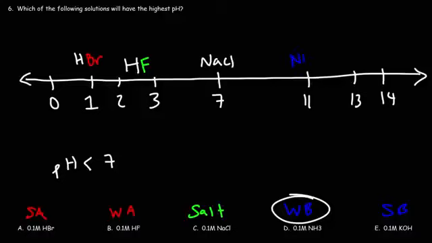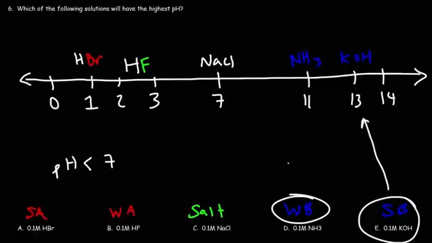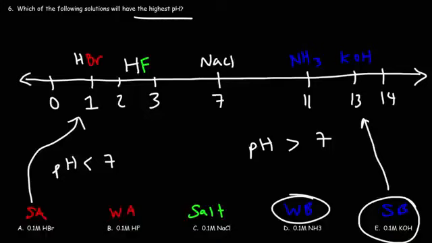So this is going to be NH3 and then KOH. But what you want to gather from this is that the strong base is going to have the highest pH. The strong acid is going to have the lowest pH. So remember, bases have a pH that's greater than 7, acids have a pH that's less than 7. Thus, because we're looking for the solution with the highest pH, we're looking for the solution with the strongest base, given that their initial concentration is the same. Therefore, answer choice E is the correct answer.